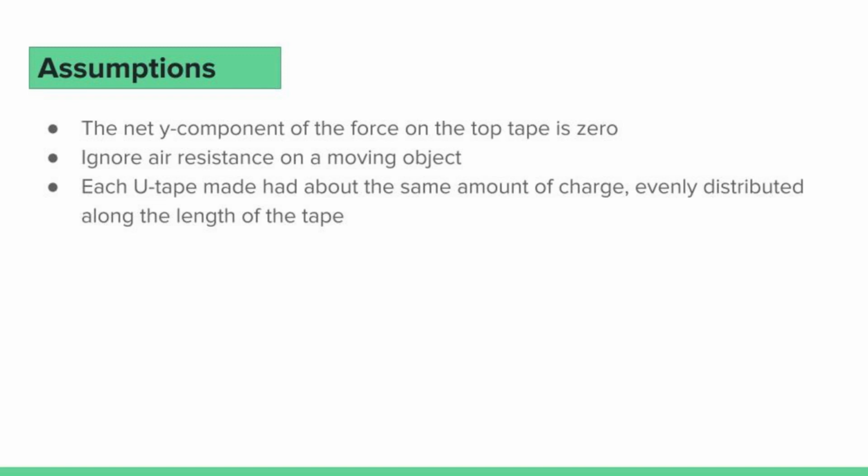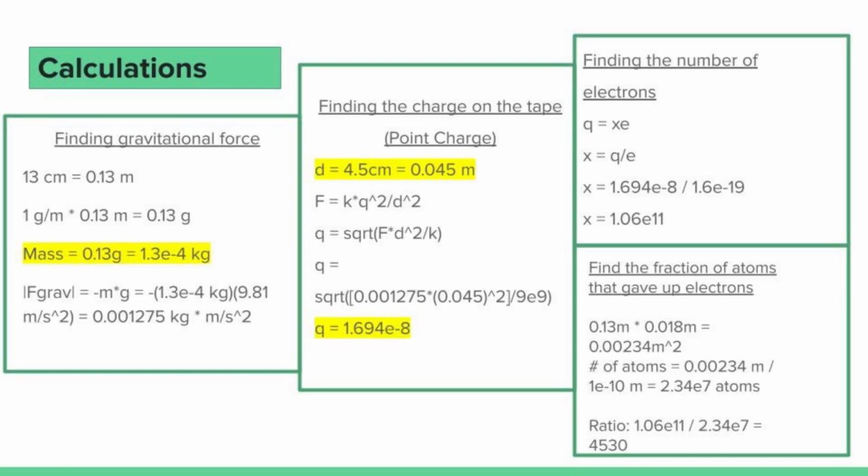We had to ignore air resistance on a moving object and assume that each U-tape made had about the same amount of charge evenly distributed along the length of the tape. Now to the calculations. The first calculation for the magnitude of the gravitational force from Lab 1 was the same calculation for Lab 2. The next calculation was for finding the charge on the tape, treating the tape as a point charge. This value of Q was our initial estimated net charge. Finding the number of electrons on the tape and finding the fraction of atoms that gave up electrons were a part of the Lab 1 calculations. The highlighted values of mass, distance, and charge are data points that were used in the computational model.